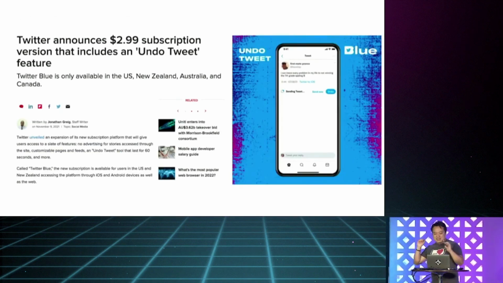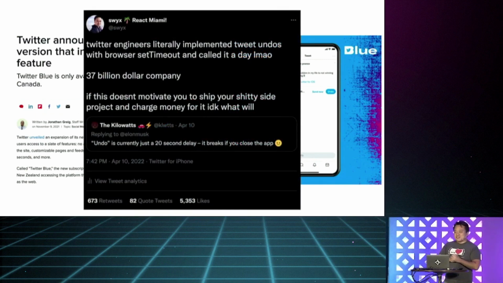And then finally, the Twitter Blue feature, which specifically the banner feature was an undo tweet feature, right? Basically the idea of the undo tweet feature is when you hit send, it's actually going to put you on a 20-second timer before sending the actual tweet, for you to change your mind and edit in case you made a mistake. People found out that it only works if you stay on the page. If you send a tweet and you close the app, it actually fails to send because it was implemented with set timeout. So if you've ever sold browser set timeout for $2.99 a month, you can be worth $37 billion.